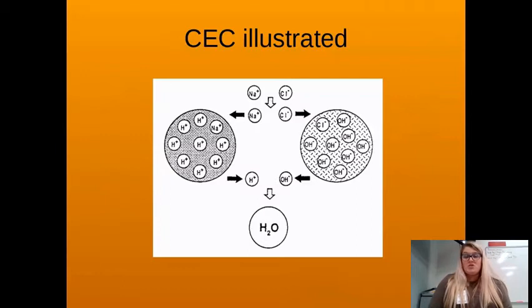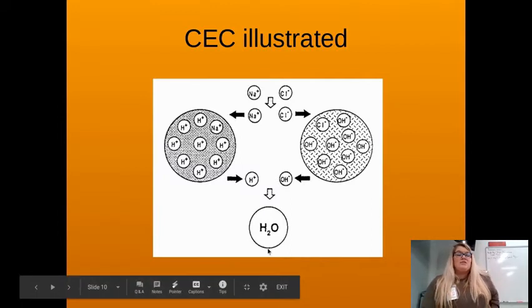Here it shows a picture. You can see there's some sodium and some chlorine, our chlorides. Sodium is positive, chloride is negative, and then they're coming out. You have hydrogens, and you have hydroxide, which then form to make H2O.